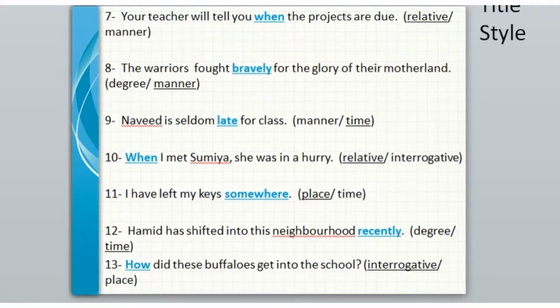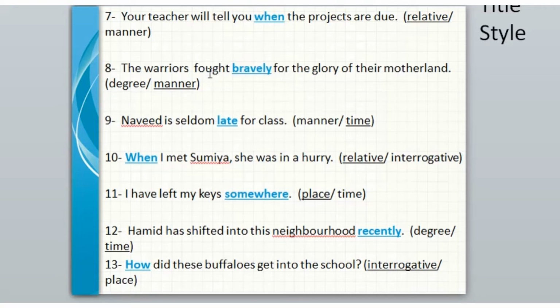Okay, now let's come to number 7. Your teacher will tell you when the projects are due. When the projects are due. The students, underline when and put a tick on top of relative. Okay. Number 8. The warriors fought bravely for the glory of their motherland. Warriors are the fighters. Okay. Fought is the second form of fight when it is mentioned in the past tense. First form is fight. So bravely is the adverb that is defining this verb.